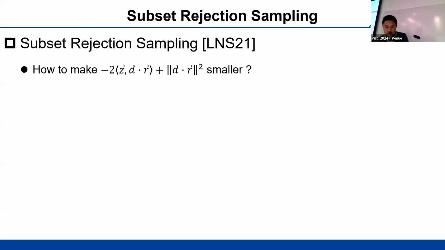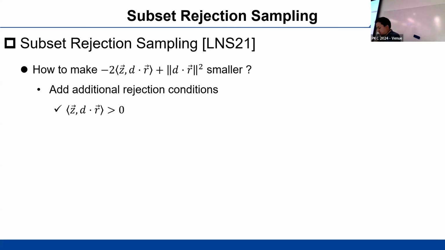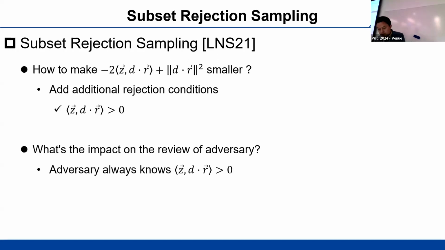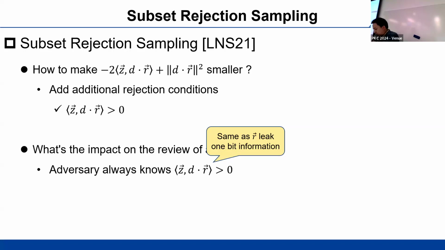Based on this idea, Lyubashevsky, Nguyen, and Seiler proposed the subset rejection sampling. The main technical improvement compared with the original rejection sampling is adding an additional rejection condition, which requires the inner product of z and c times r to be nonnegative. This requirement, however, also lets the adversary always learn the sign of the inner product. In other words, since z is a public vector, it's equivalent to a leak of 1 bit of information about the witness.